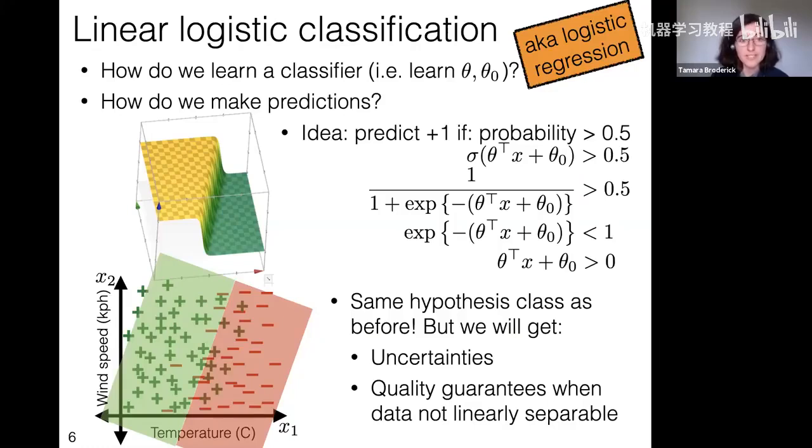What are those guarantees? What is the performance when the data is not linearly separable, which is something that, again, we just really care about in practice. And so this is a new algorithm. It will have new performance guarantees. It's just that it's operating on the same class of classifiers that we had before, this hypothesis class.